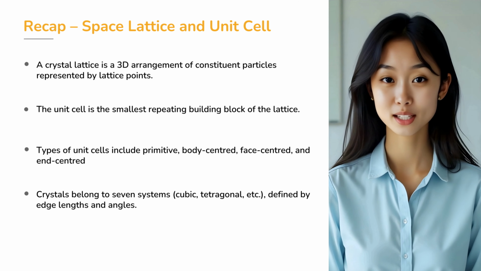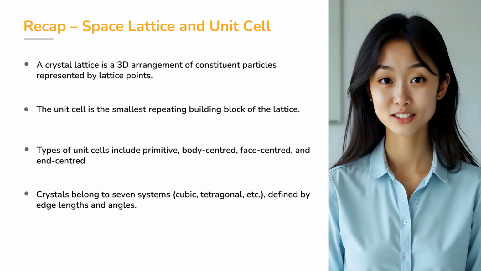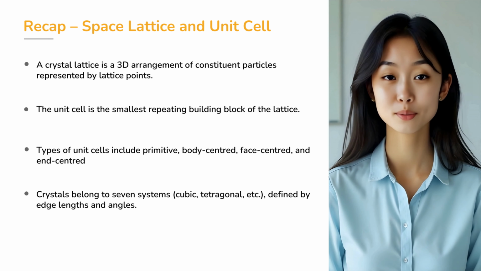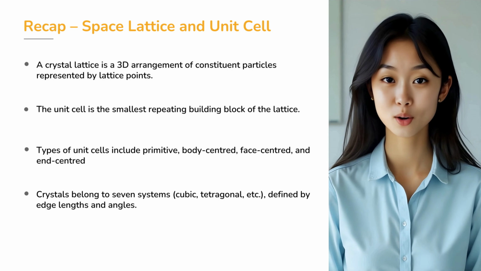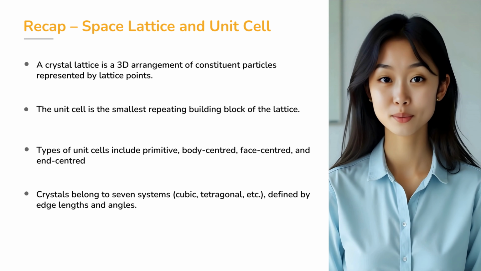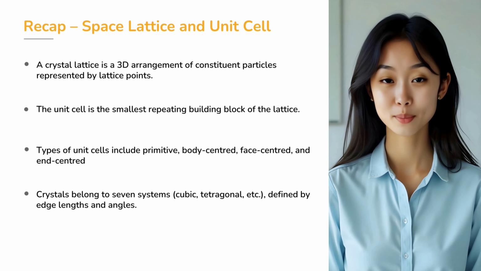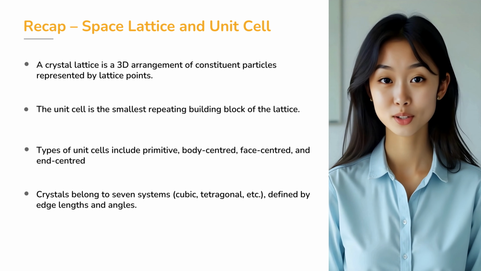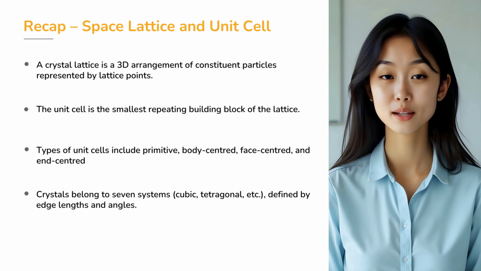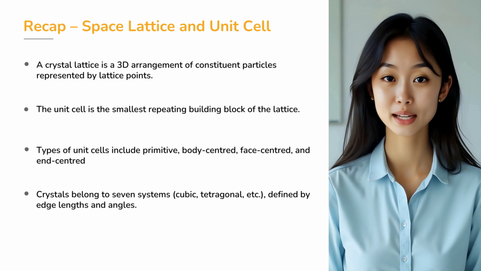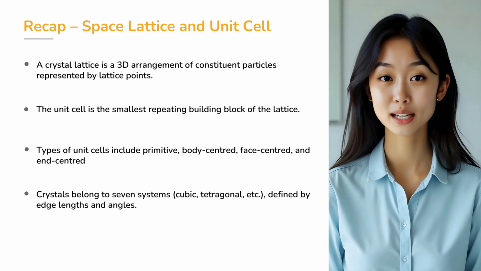So let's quickly recap. A crystal lattice is a three-dimensional arrangement of particles represented by lattice points. The smallest repeating portion of this lattice is the unit cell. Depending on how particles occupy positions, unit cells may be primitive, body-centered, face-centered, or end-centered. Crystals belong to one of 7 systems, each defined by axial lengths and angles. And each system may contain different types of unit cells, giving rise to the rich diversity of crystalline structures we see in nature.